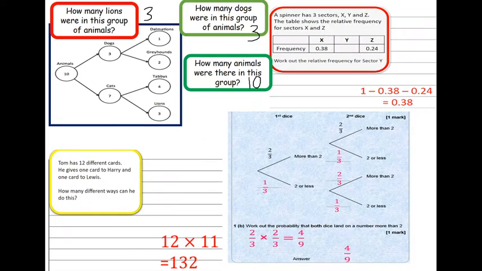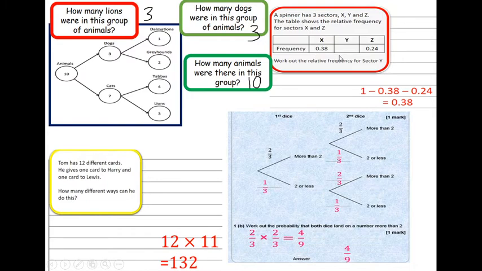Right, then the answers. So first of all, how many lions were there? Well, there were 3 lions in total. Looking at the tree, you see in the cat branch there's 3 lions. How many dogs were there? Well, there's 3 dogs as well, because you can see that written there. And there were 10 animals in total, because that's what's at the left-hand side of the tree.